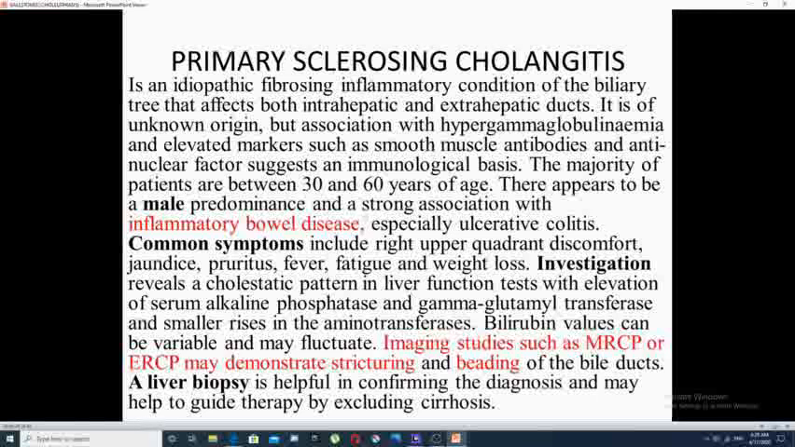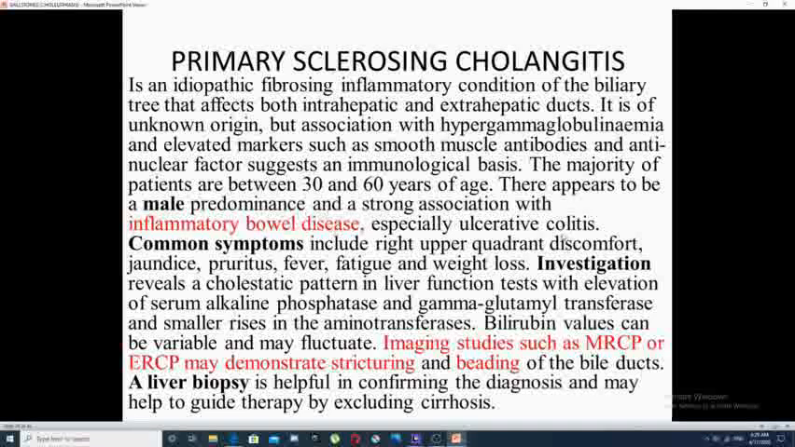Primary sclerosing cholangitis is an idiopathic fibrosing inflammatory condition of the biliary tree, which affects both intrahepatic and extrahepatic ducts. It may be associated with hypergammaglobulinemia. The majority of patients are between 30 and 60 years of age. There is a male preponderance and a strong association with inflammatory bowel disease like ulcerative colitis.